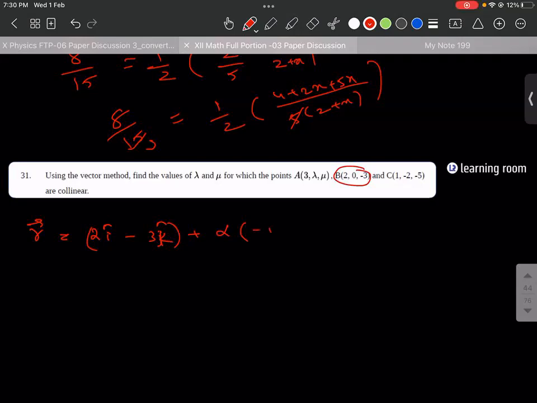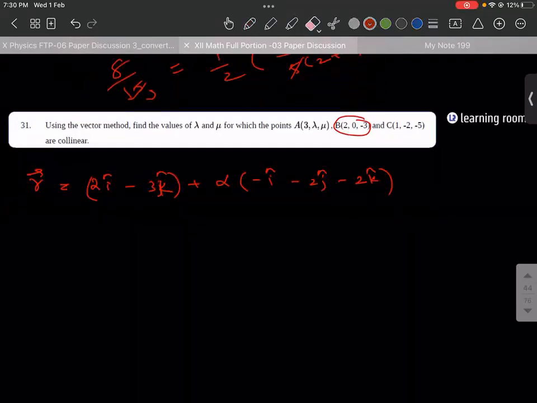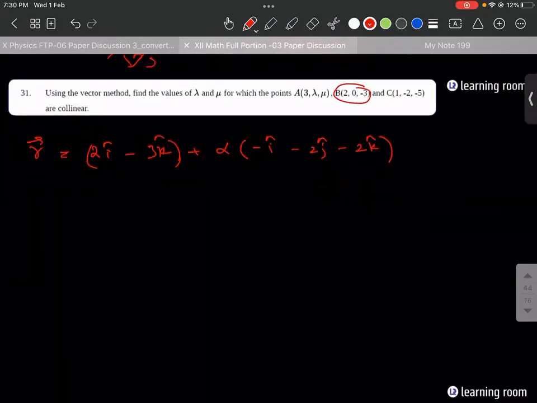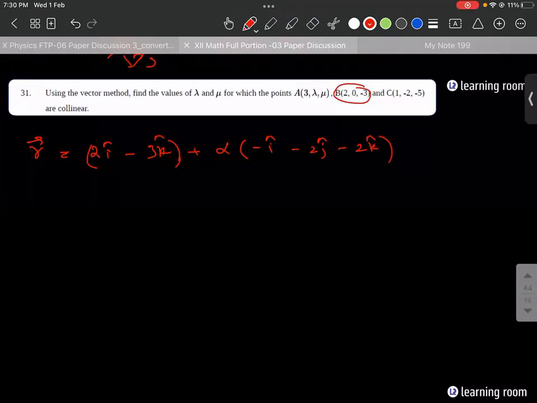So how much will it come? Minus i cap minus 2j cap minus 2k cap, correct? Yes, sir. Sir, actually, I didn't do the substitution first itself, sir. And then I took B as common, sir. B as common? Like 1 minus alpha into B vector plus alpha times C vector, sir.